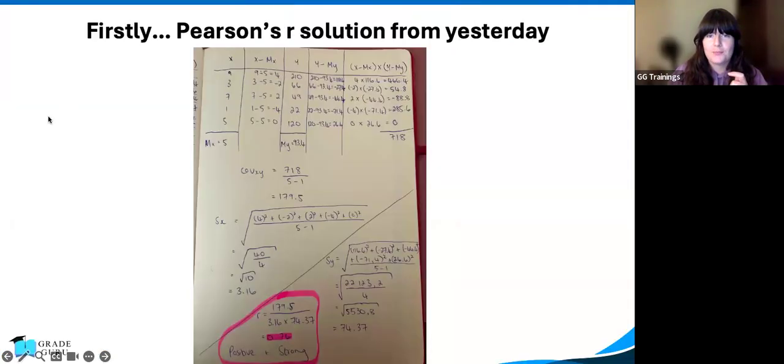Okay, as promised, the solution for yesterday's Pearson's R. I remember someone gave me their covariance and said it was 179 point something. So yes, that was correct. And your final Pearson's R should have been 0.76, which is positive and strong.